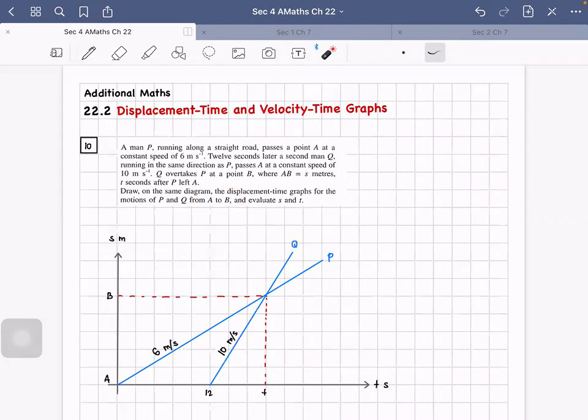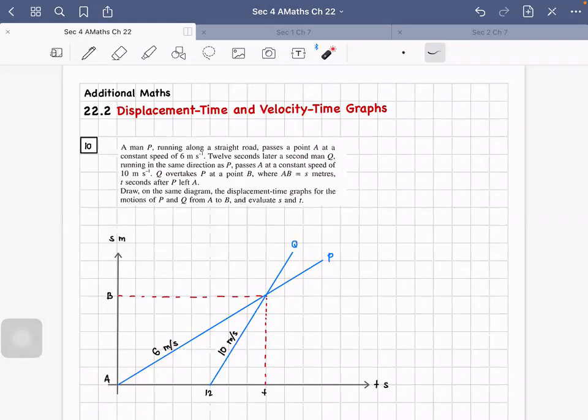Okay, class, let's go with the first sentence first. A man denoted by this line, so this is P, passes point A. So point A is the point of origin, okay? And then his speed is 6 meters per second. So you can just randomly draw a line like this. Of course, it's going up because speed is constant, so the gradient is constant as well.